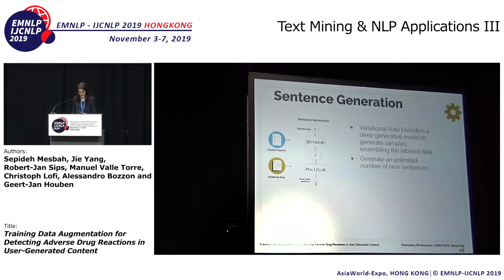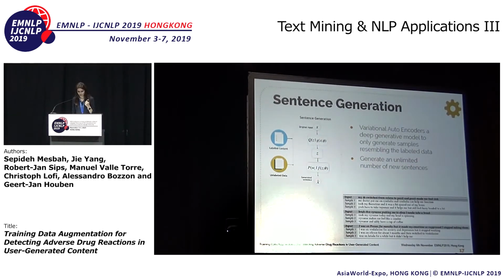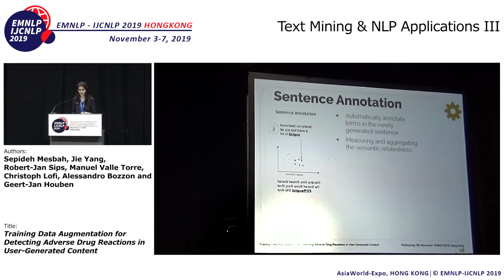For instance, if we give as input, "my doctor switched from Celexa to Paxil and Paxil made me feel sick," we can get examples like, "my doctor put me on Cymbalta and Cymbalta can help me function," or "took my fluoxetine and it was a bit spaced out of my brain." Another example: given the input "brought this once putting me to sleep, I need to take a break," it can, for instance, give "Viance make me feel like a zombie." So we can generate new samples based on the input labeled training data.